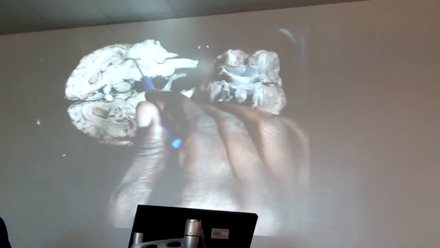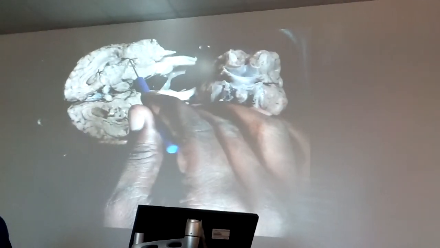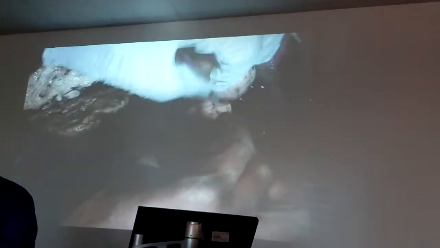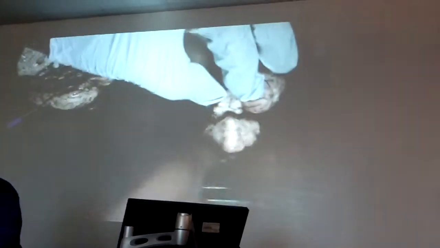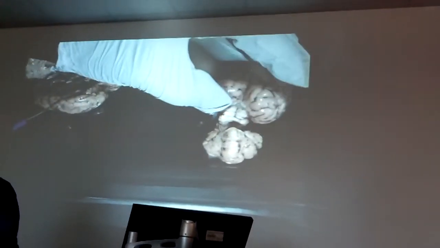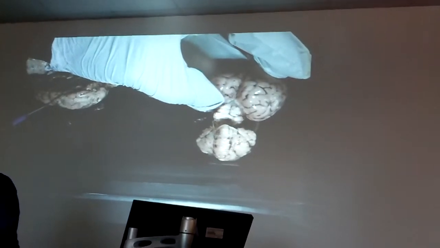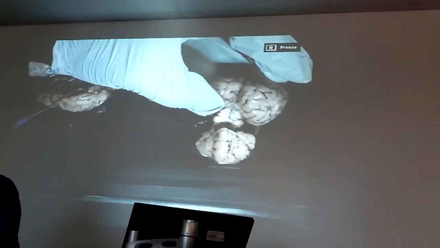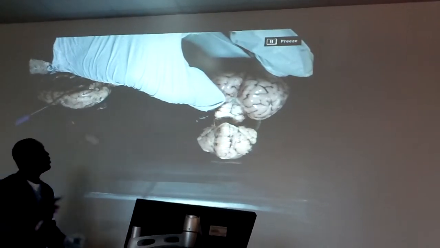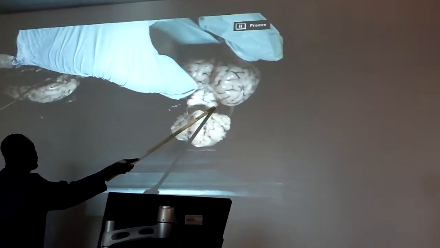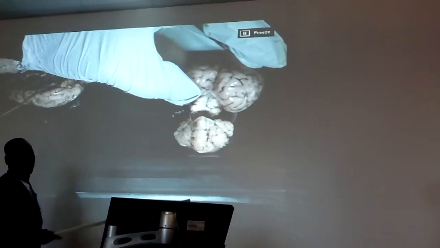Now, if that much is true, look at this corpora quadrigemina. The corpora quadrigemina, Mr. Gilmore, is the structure right here. But that ain't a good view for it. I need you to show it to me how it may show up on the test. You see these one, two, three, four? The two at the top are called superior colliculus.